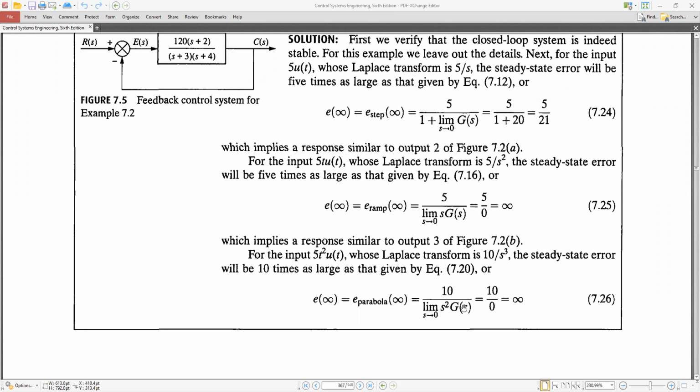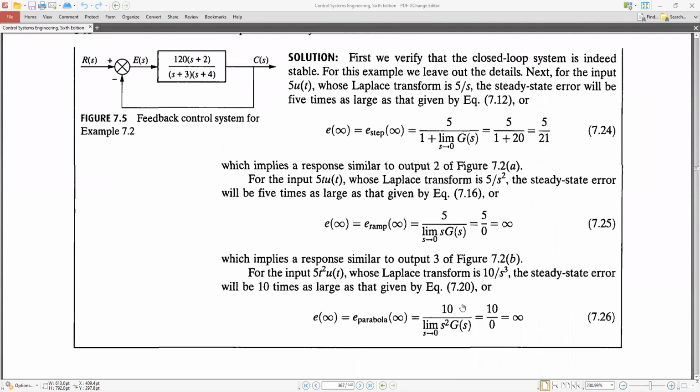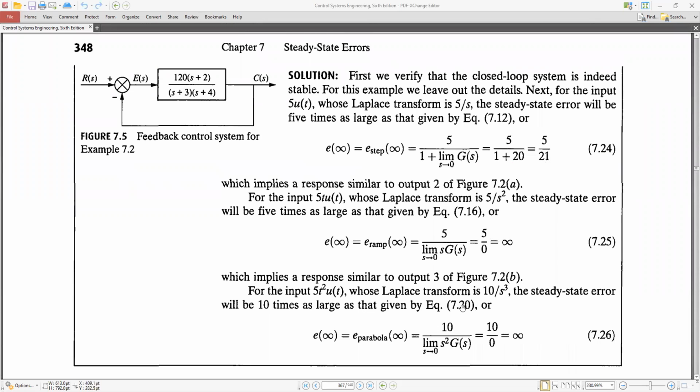Third question. Yes, please. Sir, how can we determine that the system is stable or not? Okay, in that case, you have to check the Routh table. So what was the equation? 120 into s plus 2 in the upper part, and in the lower part, it was s square plus 7s plus 12, right?